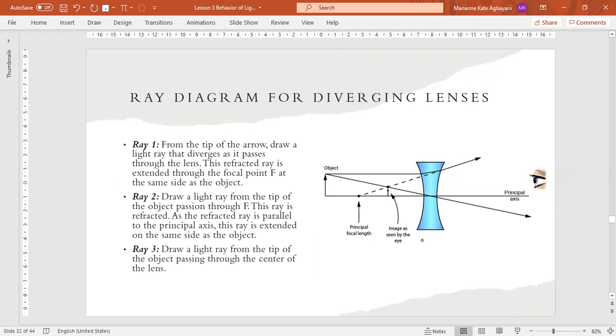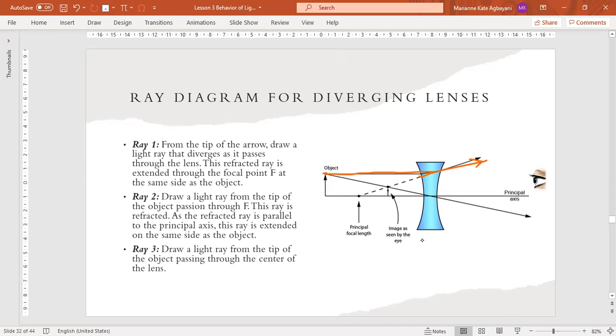Okay, ray diagram for diverging lens. So we have here for ray 1, from the tip of the arrow, it will draw a light ray that diverges. It passes through the lens, this is the lens, passes through the lens and will diverge going upward. This refracted ray is extended through the focal point.